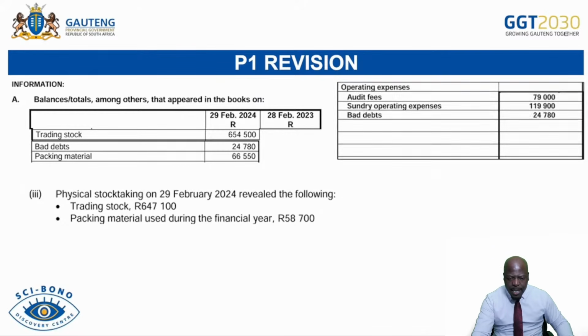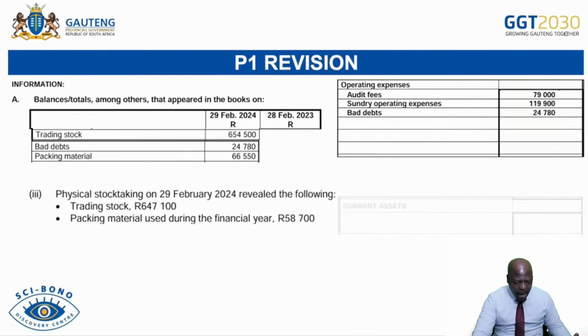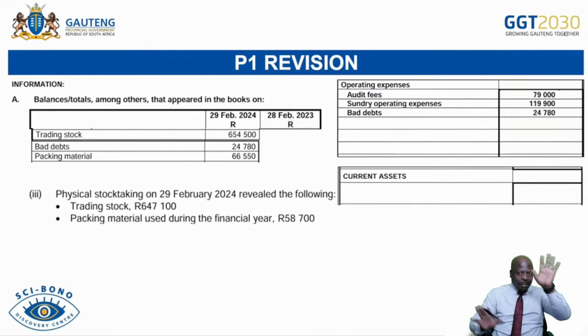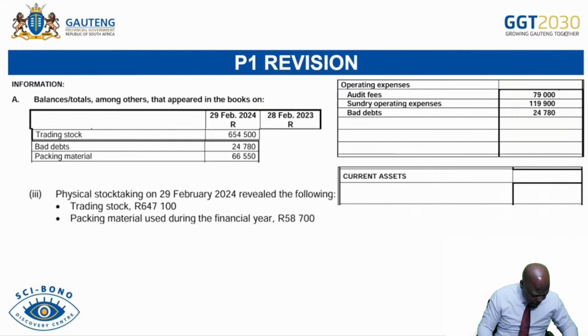All right, so here is our statement of comprehensive income, and we don't forget our statement of financial position. Either way, even if it comes as the statement of comprehensive income alone, you will be covered. If it comes as correct net profit, you'll be covered. If it comes as statement of financial position alone, you'll still be covered. Hence, I'm trying to cover all these particular areas. So the information reads, physical stock taking on 29 February 2024 revealed the following.